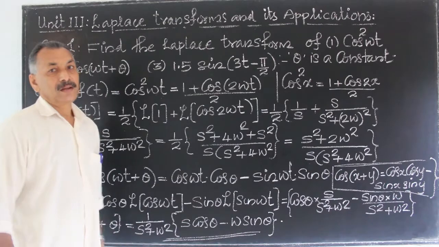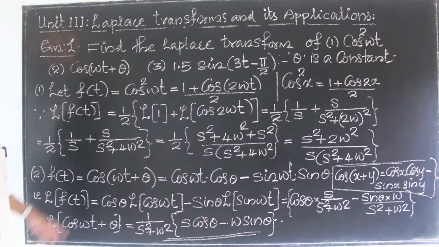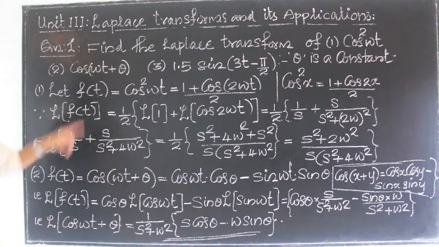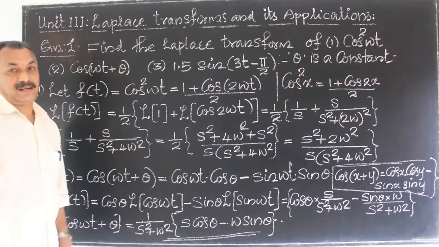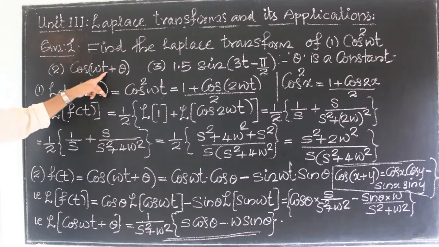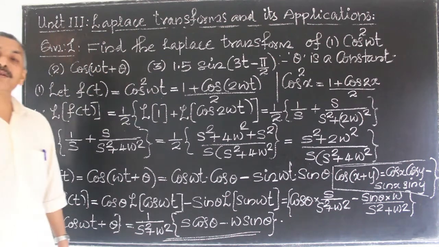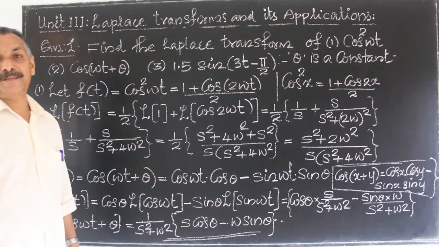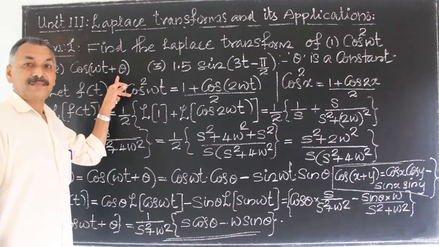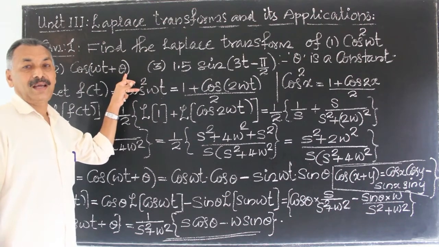Next, consider the second problem: the Laplace transform of cos of omega t plus theta. Instead of this, if the problem is cos omega t, then the Laplace transform is equal to s divided by s square plus omega square. This is in the form cos of a plus b, or cos of x plus y.